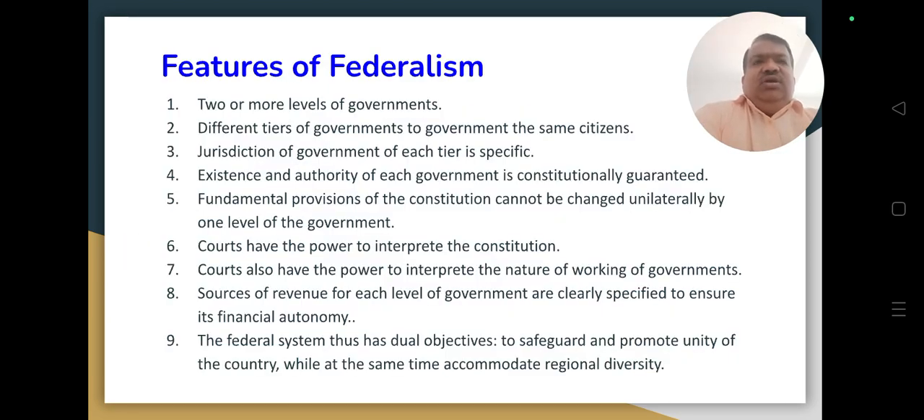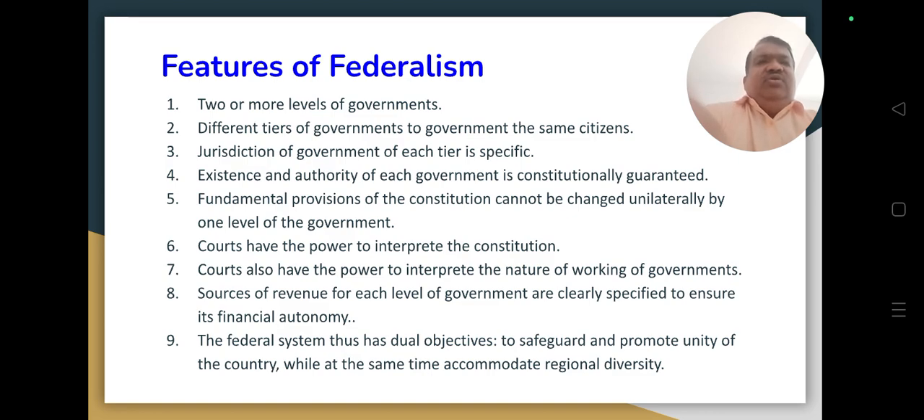Let us know some of the features of federalism. As I said earlier, at least two levels of governance should be there. And in some countries like India, there are three levels of governments: the central government, the state government, and the next one, local governments. Different tiers of governments are elected by the same citizens. They will govern the same citizens.